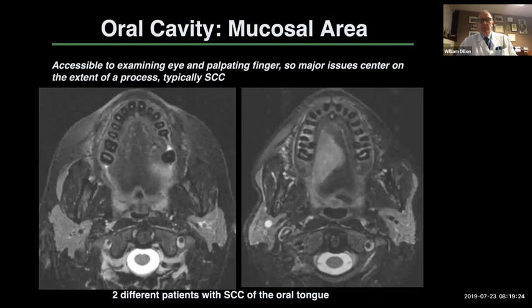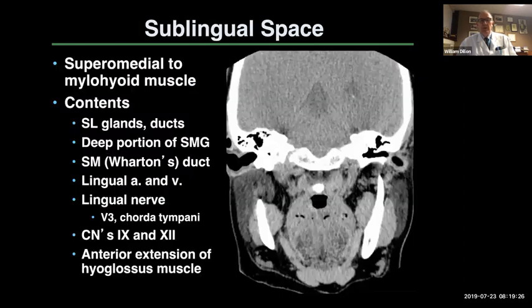So here's the mucosa. Here's another squamous carcinoma of the tongue. I want to just then end with the sublingual space and the submandibular space. The sublingual space contains sublingual salivary glands. I showed you at the outset a ranula.